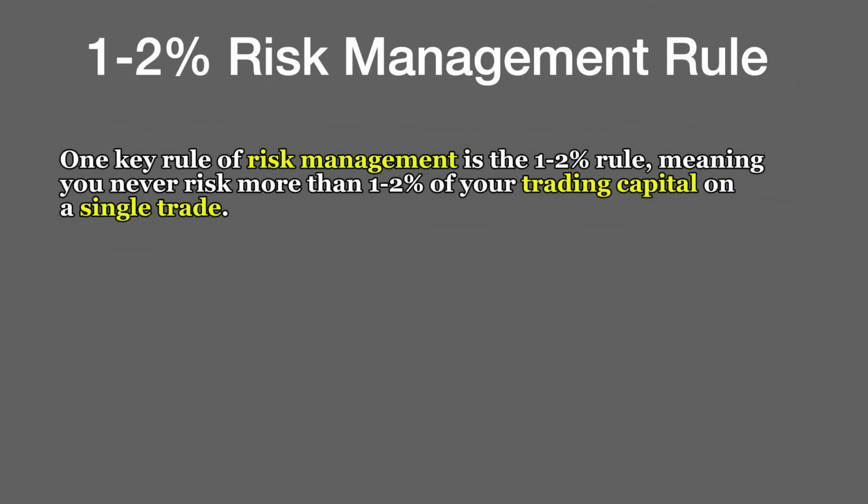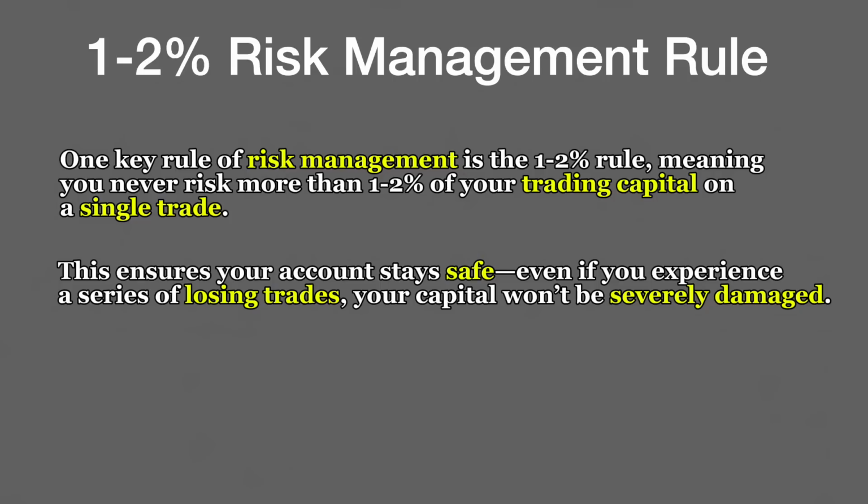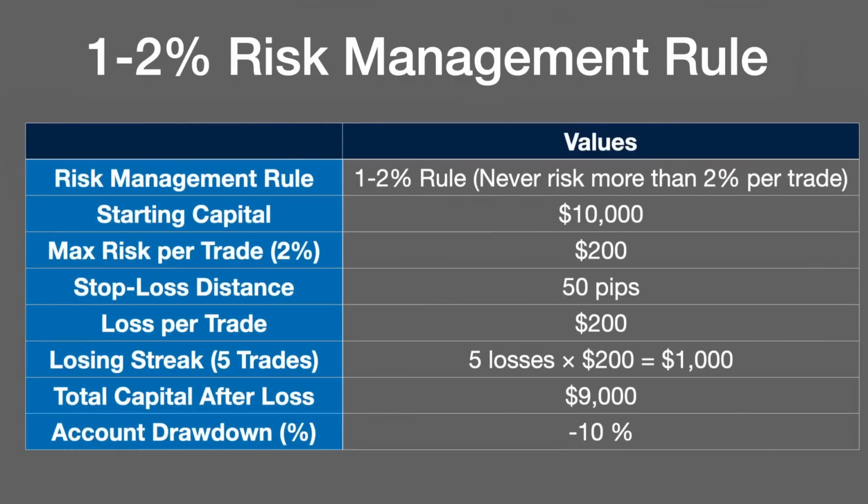One key rule of risk management is the 1-to-2% rule, meaning you never risk more than 1-to-2% of your trading capital on a single trade. This ensures your account stays safe. Even if you experience a series of losing trades, your capital won't be severely damaged. Let's break this down with an easy example.